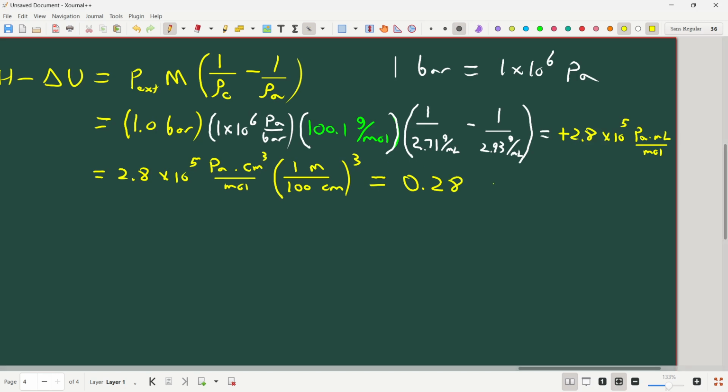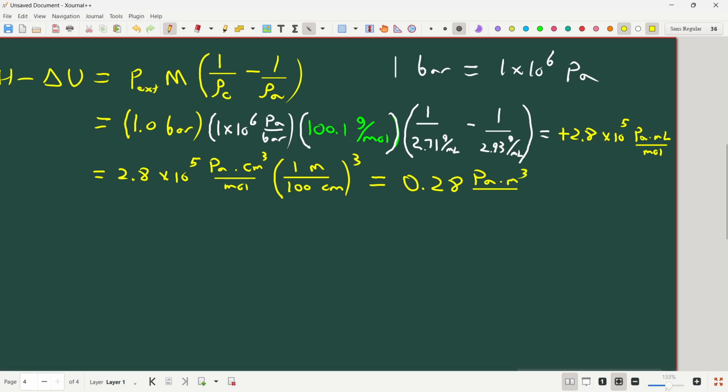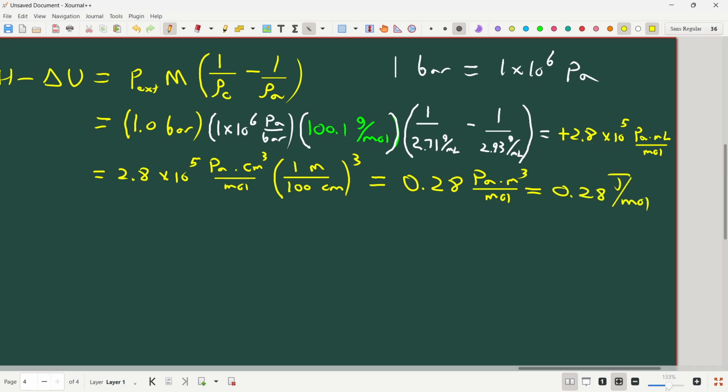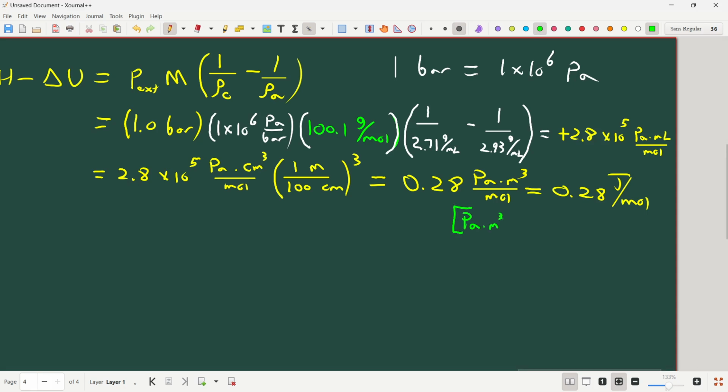And this leads to 0.28 pascal meter cubed per mole. And this is a pressure times a volume, 0.28 joules per mole. Pascal meter cubed, I'll just write that. Pascals times meter cubed is a joule.